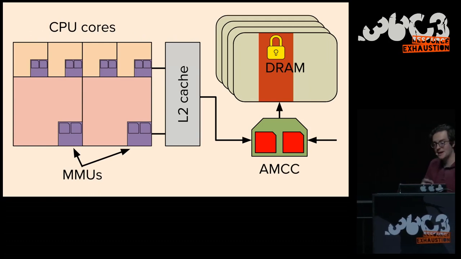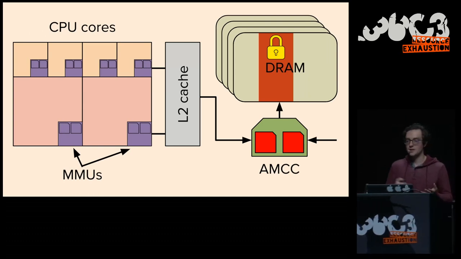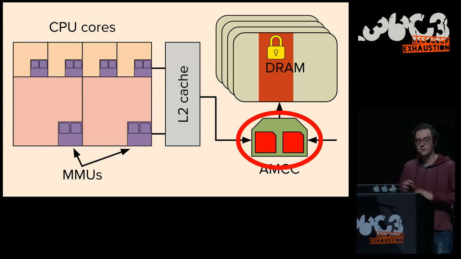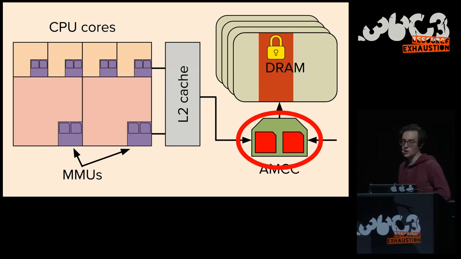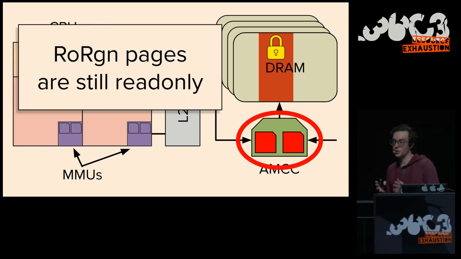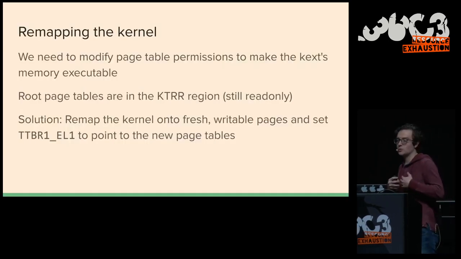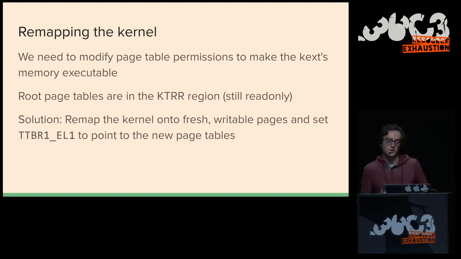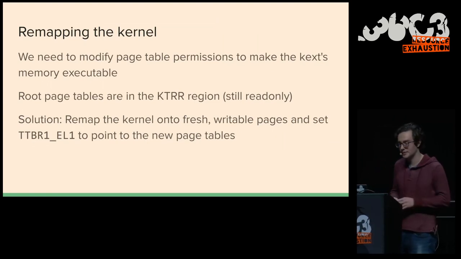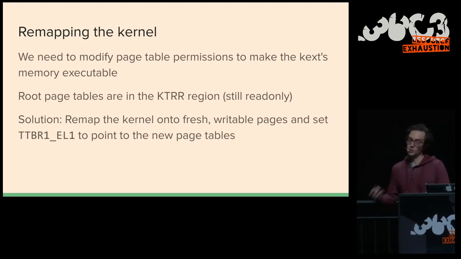So at the point at which we've bypassed KTRR, we have the ability to execute arbitrary kernel shellcode, but we don't yet have the ability to patch kernel memory. The reason for this is that even though we've disabled KTRR on the MMUs, it's still fully enabled on the memory controller. So even though we can execute code outside of the read-only region, the read-only region's physical pages are still fully protected, and we can't modify them persistently. This is kind of problematic for us. We really do need to modify the page table permissions in order to make the kernel extension's memory executable. And the root of the page table hierarchy lies inside of the KTRR region, which is still protected.